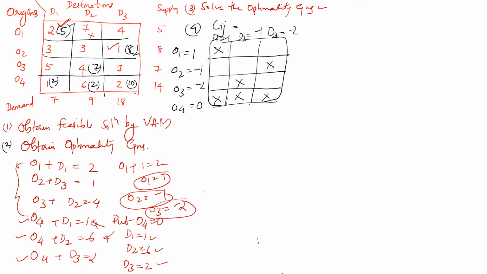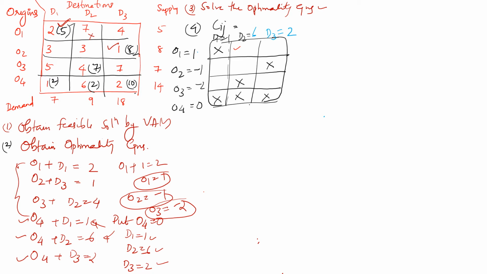Now we need to write the Cij matrix, right? In this cell, this value can be found by O1 plus D2. O1 plus D2 is equal to, somewhere it goes wrong, I think. D2 was 6. D2 was 6, my mistake. D2, I made some mistakes. D2 was 6 and D3 was 2. All of those are correct, right?